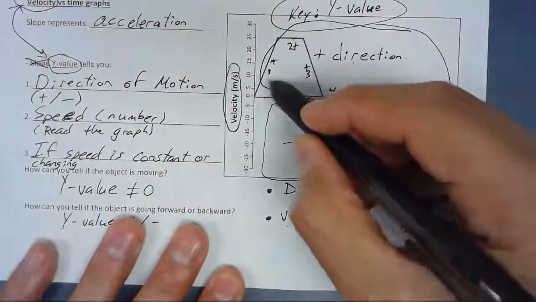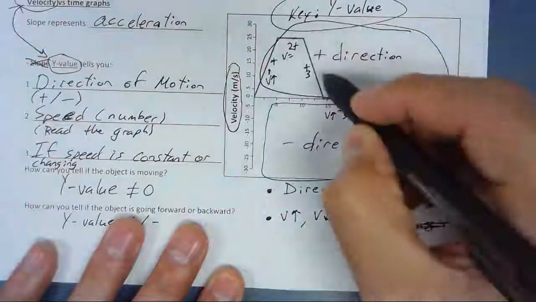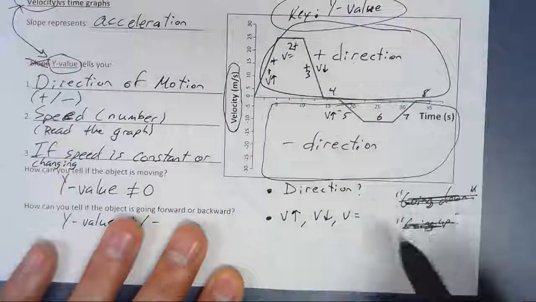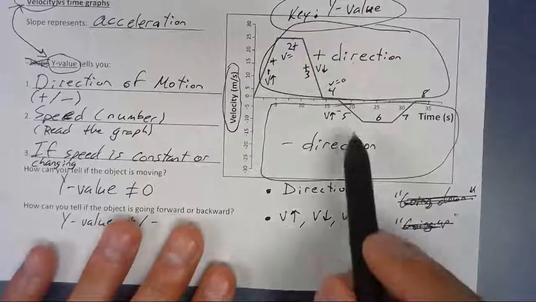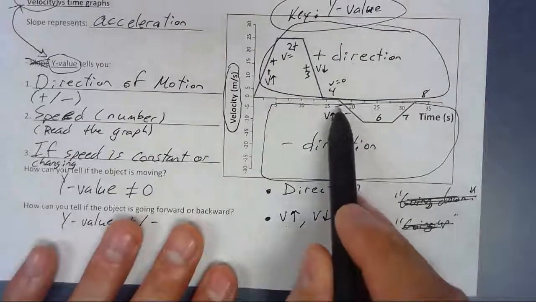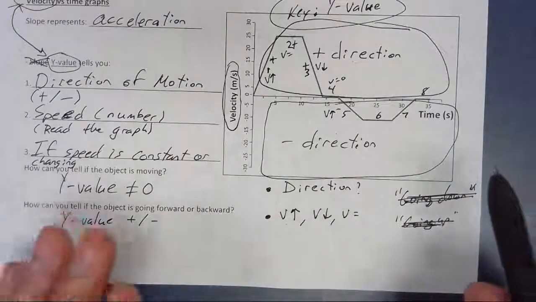I should have put that up here. This one is increasing speed. This one is constant speed. This one is decreasing speed. This one is no motion. And then right here we have negative increasing speed. This is speeding up in reverse, we might say.